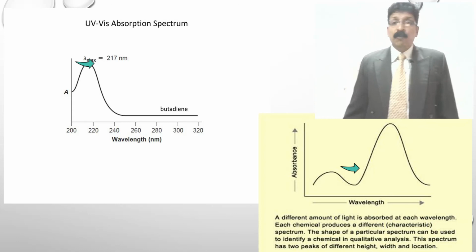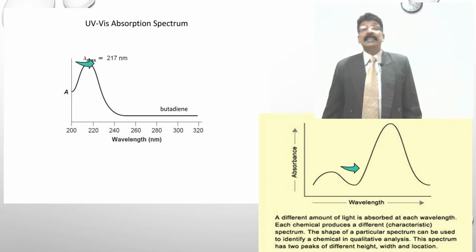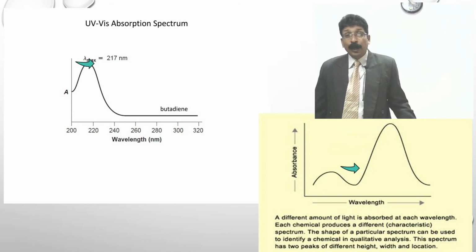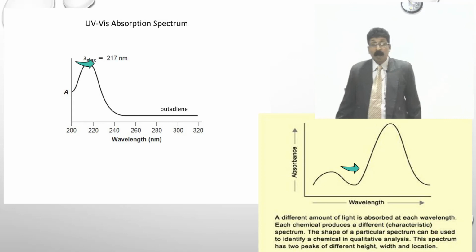The spectrum has two peaks in this picture which is shown, with different heights, different widths and different locations in nanometers. So by that itself, they can identify what compound is present in the mixture, and it can be easily identified qualitatively and quantitatively also.